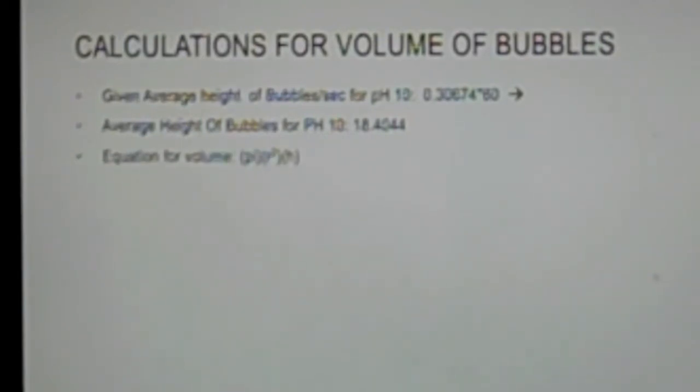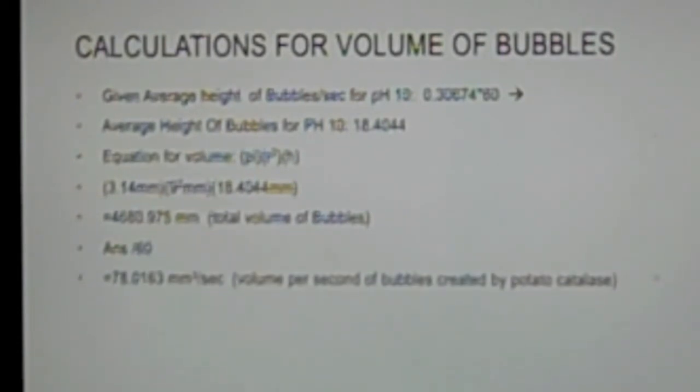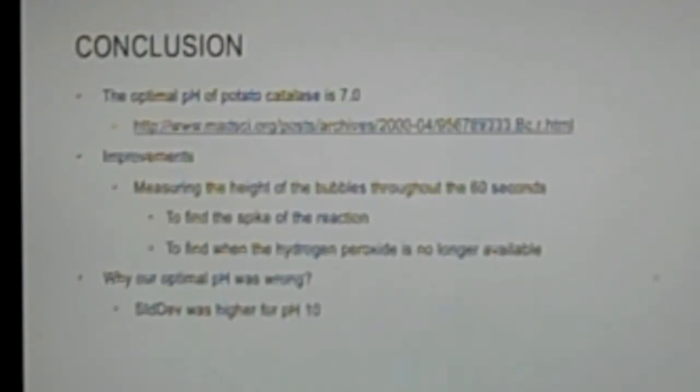The equation used for V is pi r squared times height. So plugging in these variables, we have 3.14 times 9 (r squared) times 18.4044 millimeters, which yields 4,680.925. We take this and divide by 60 to find it per second, and we find that the average volume per second is 78.0163. The published result for potato catalase is 7.0.